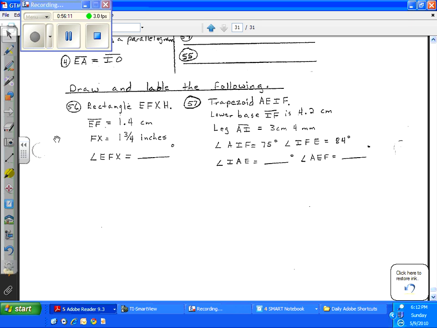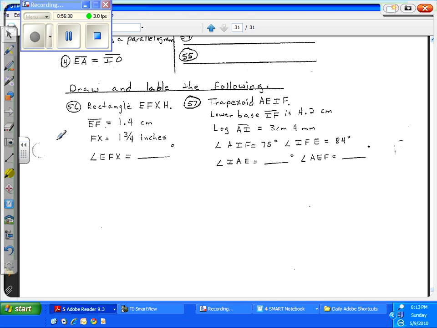Draw and label the following. And I think what I was going to say, what I may do is go back to that picture where I can pull in a ruler and all. But that takes a lot of work. I think I'll just explain it again with a drawing.